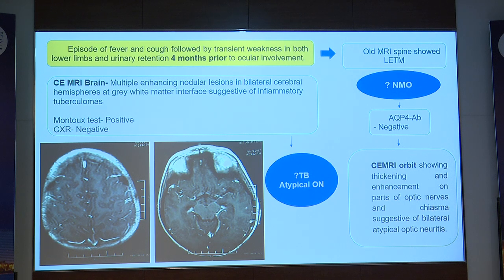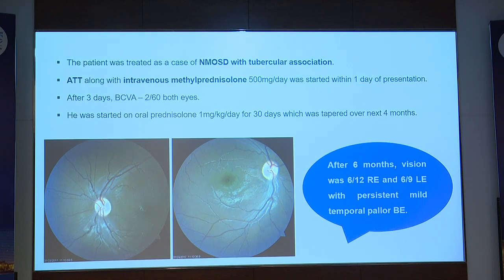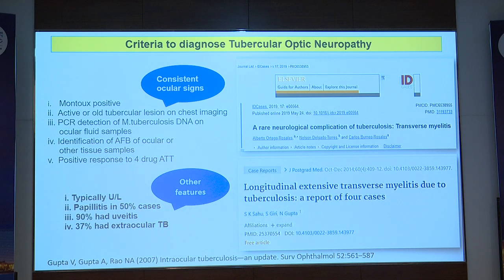But as we were already aware of the similar case, this time the patient was treated as NMOSD with tubercular association without any delay. ATT along with steroids were given, and we could see a drastic improvement over 3 days, to 2/60, and over 6 months the vision improved to 6/12 in the right eye and 6/9 in the left eye. Only temporal pallor was there. We have saved the eye.